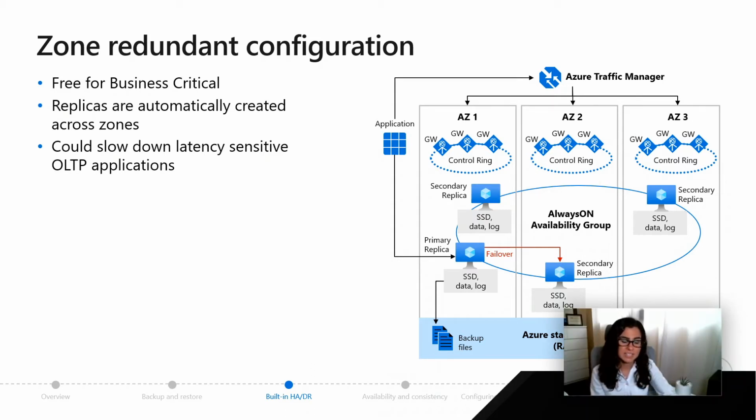So zone redundancy is a great way to get that extra level of availability. But one thing to consider is that if you have really latency sensitive OLTP applications, you might want to make sure this is a good fit for you, because that sync to a secondary still must occur.